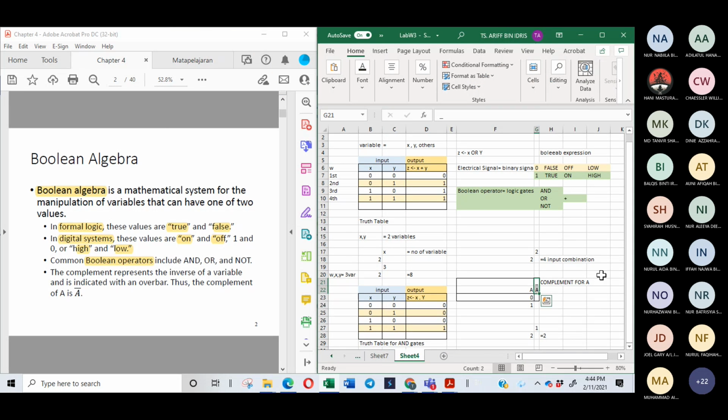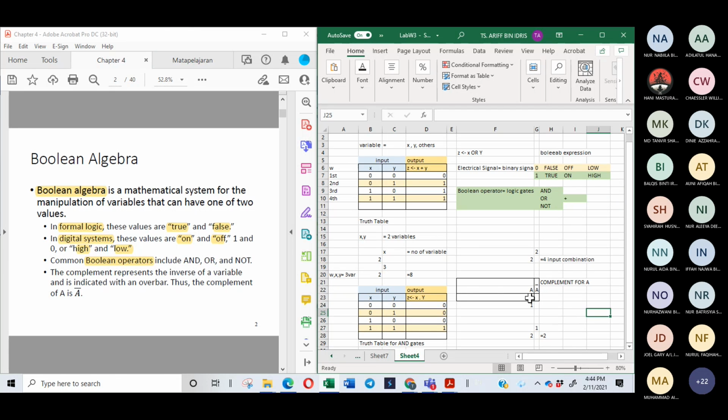Okay, so we have input A, and A bar is the output. So we know that. The input of A we need to complement. You remember, right? We have done complement in the first complement. Can you still remember, class?